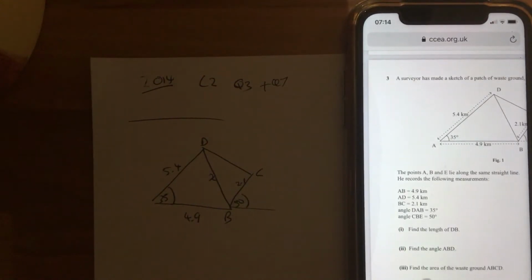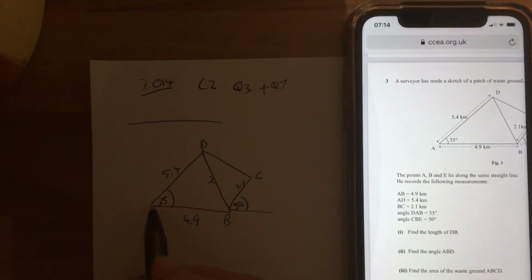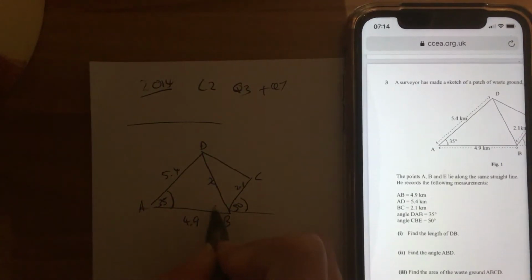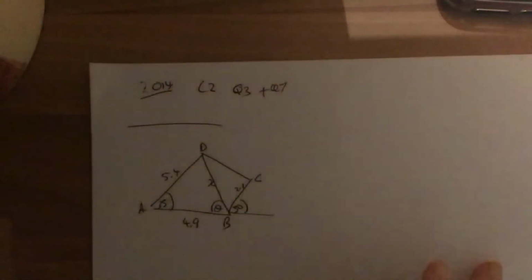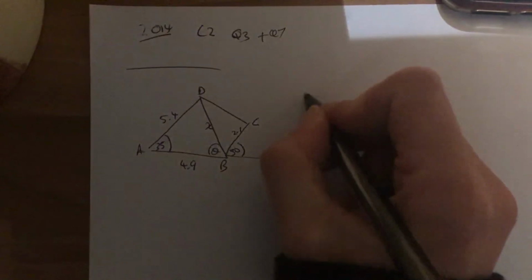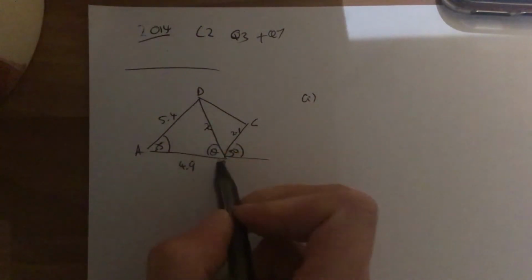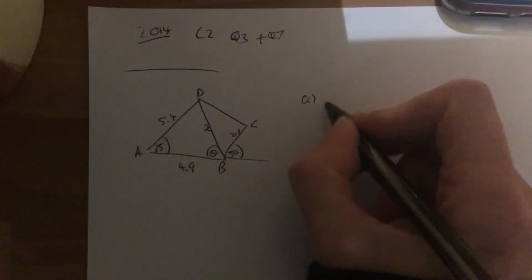Then it's the angle ABD. So ABD is this angle in here. And then finally it's the area of the two triangles. So first of all, looking at this triangle, it's two sides and in between angle, cosine rule.